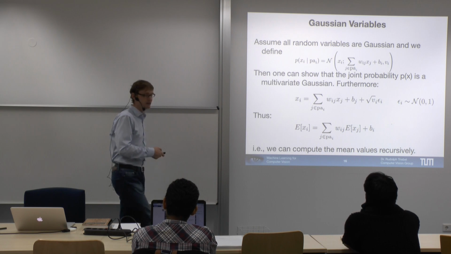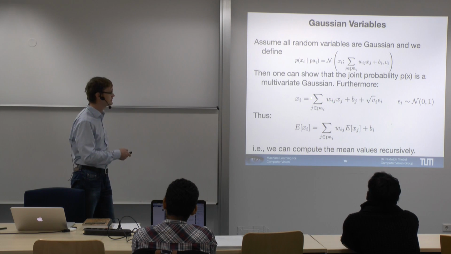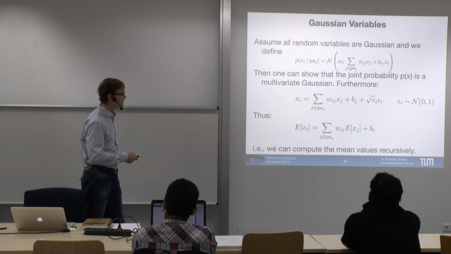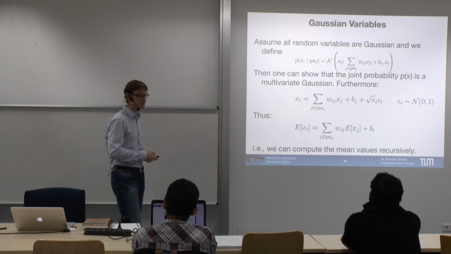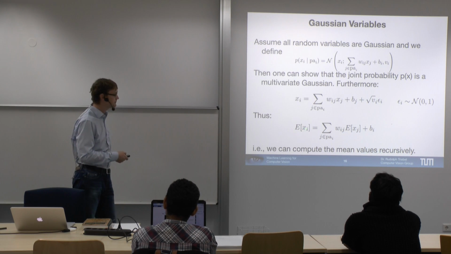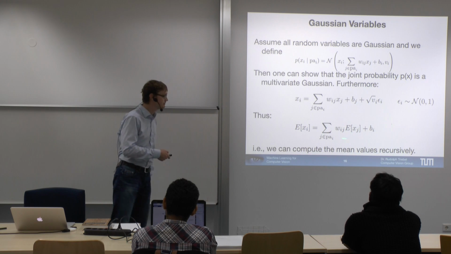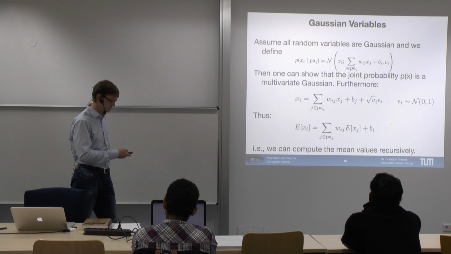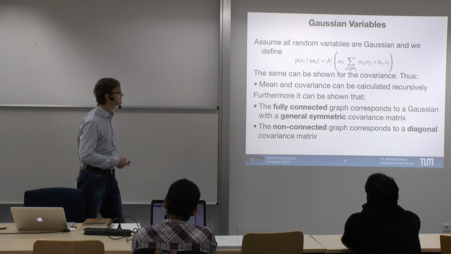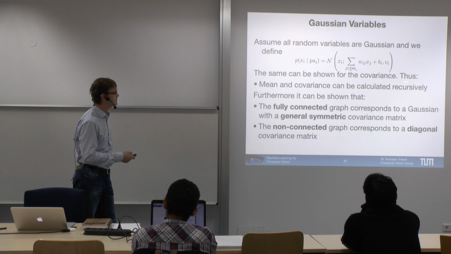Then if we take the expectation over that, we apply just the expectation operator. We see that the expectation of xi can be expressed as the expectation over its parents. This means that we can compute the expectation of a Gaussian, which of course is a mean. That means that the mean of every variable can be recursively computed from the mean of its parents. This is very, very efficient. And the same is true also for the covariance, which I'm not showing here. So in general, mean and covariance can be calculated recursively.